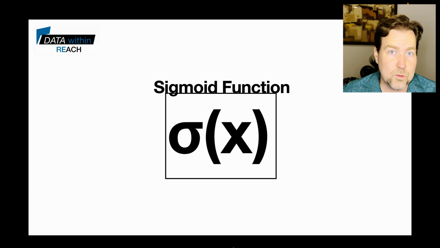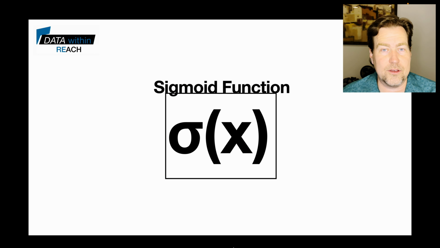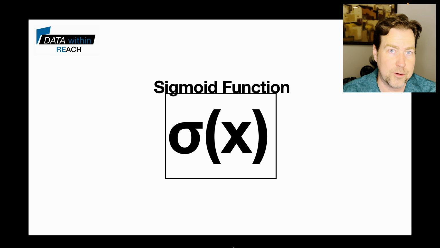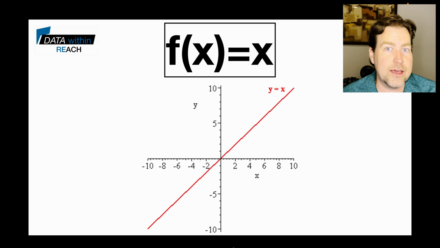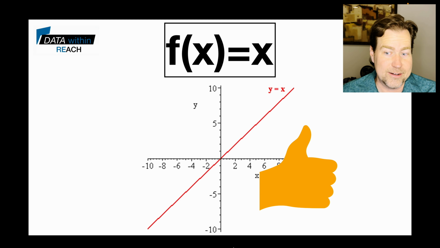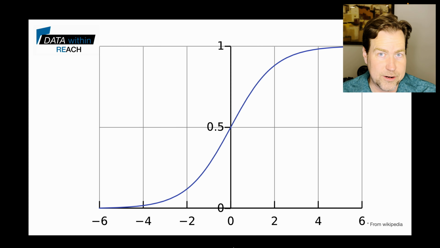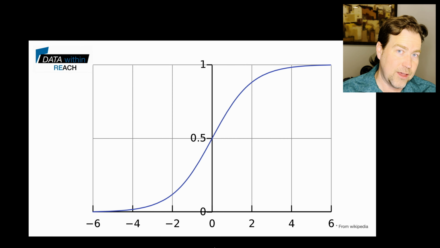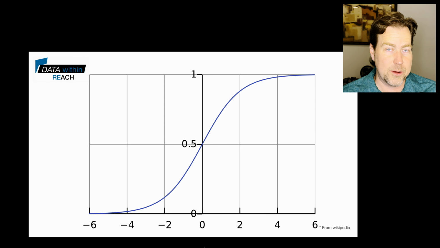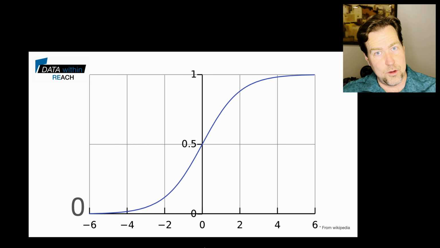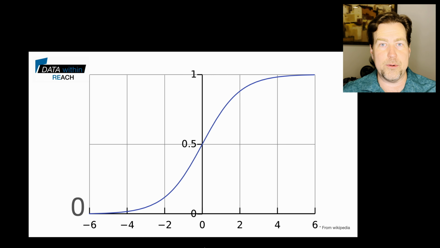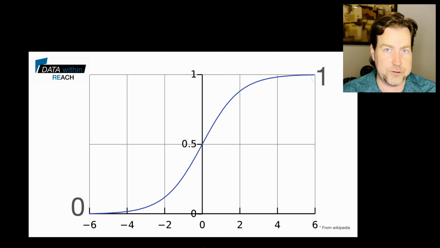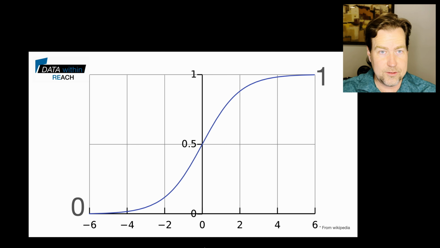For this video, we're going to assume that you have some basic understanding of math functions and graphs. So if I say something like f of x equals x and I show a picture of a line, you know what I mean. This is an image of a sigmoid function. As you can see from the graph, as x goes to being a very negative number, the sigmoid function approaches 0. And as x goes to being a very positive number, the sigmoid function approaches 1. At the 0 point, the sigmoid function sits kind of in the middle at 0.5.